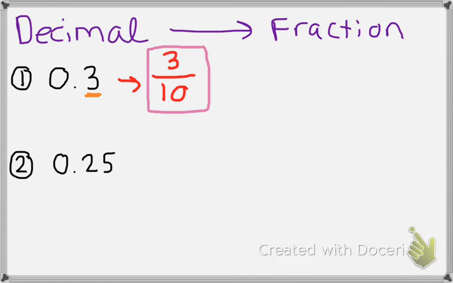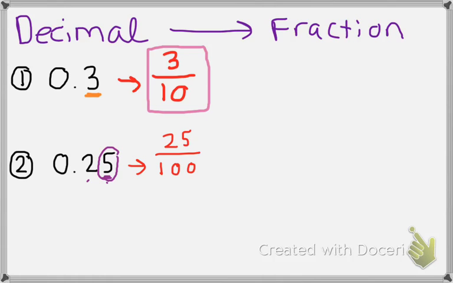Example 2, 0.25 or 25/100. So again, you do the same thing. You look at the last digit in the decimal, which in this case is a 5, and you ask yourself, what place value is the last digit in? Tenths, hundredths. So since it's in the hundredths place, you're going to write 25 over 100. Okay, and then you have to ask yourself, can that be simplified?